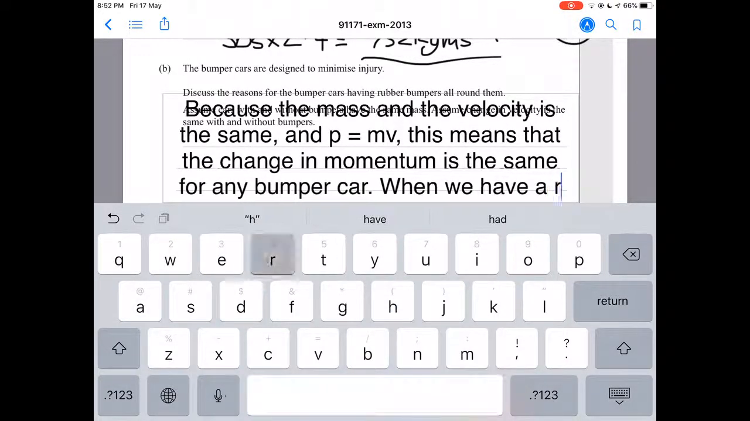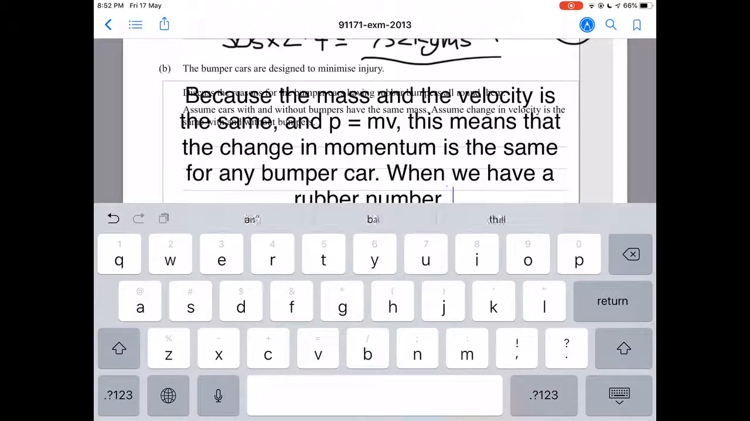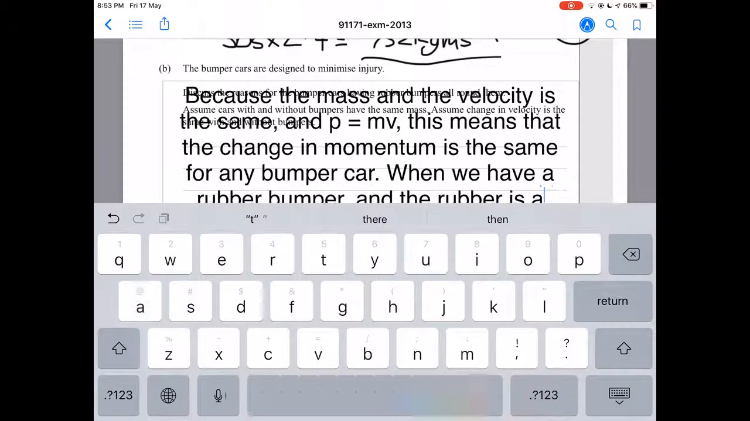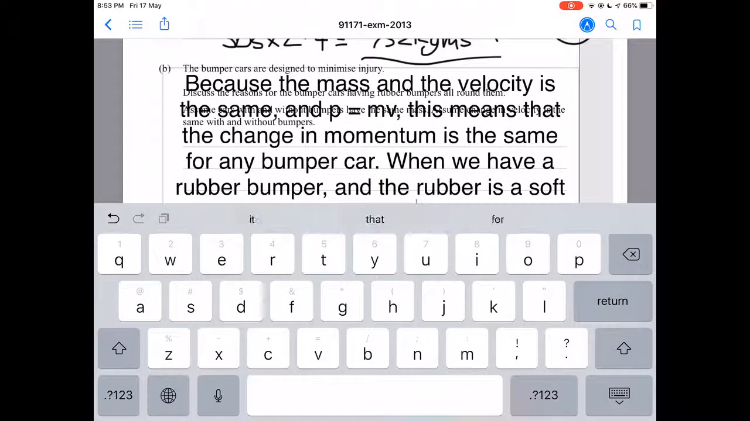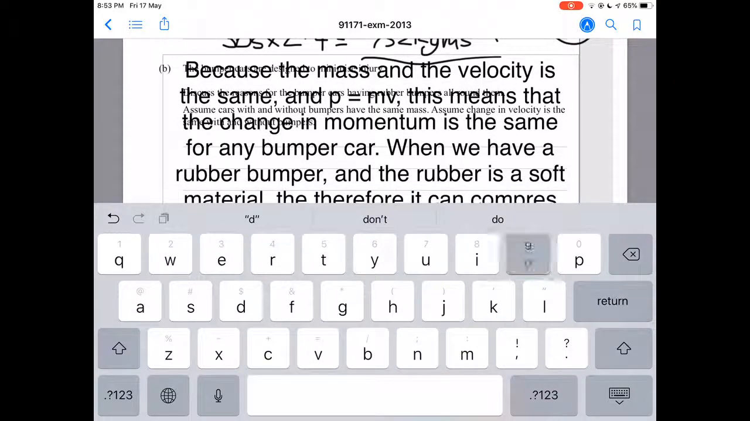When we have a rubber bumper, the rubber is a soft material, and therefore it can compress during a collision, and hence it will increase the stopping time. Okay, because since it's compressed, that means each second there's less change in momentum. So that means after more time, the same change in momentum will happen. Okay, so basically that's what I'm trying to say.